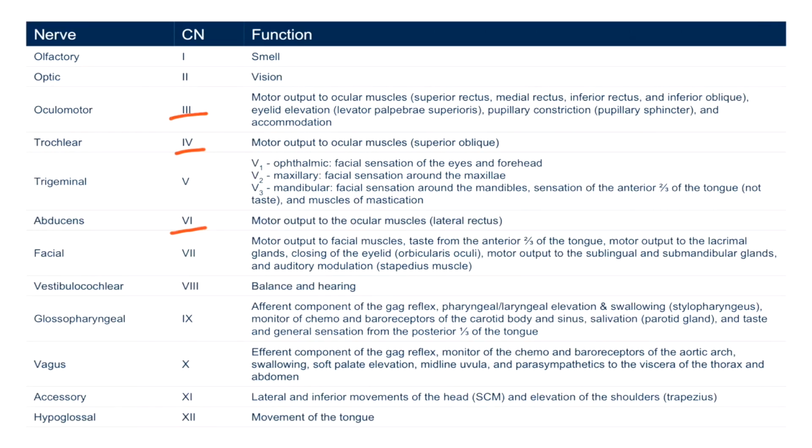Involvement of the ophthalmic branch of the trigeminal nerve would result in a loss of facial sensation around the eyes and the forehead. And involvement of the maxillary branch of the trigeminal nerve would result in loss of facial sensation around the maxilla. Okay, let's do another question.